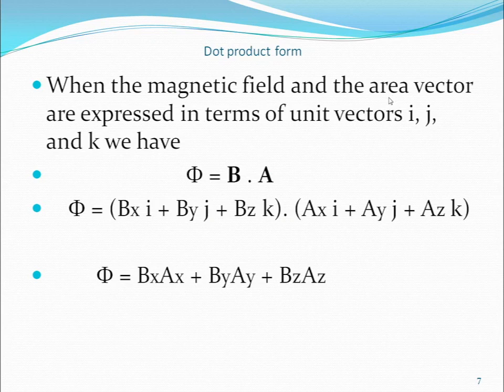When the magnetic field and the area vector are expressed in terms of unit vectors IJK, the B is expressed as BXI, BYJ and BZK. Again, A is expressed as AXI, AYJ and AZK. In this case, if you do the dot product, I hope you remember this, it is component-wise: BX is multiplied with AX, BY AY and BZ AZ.